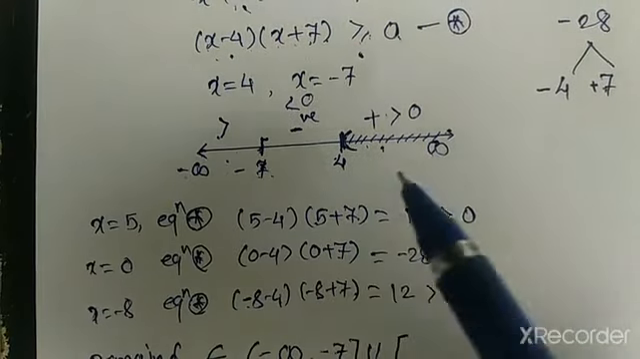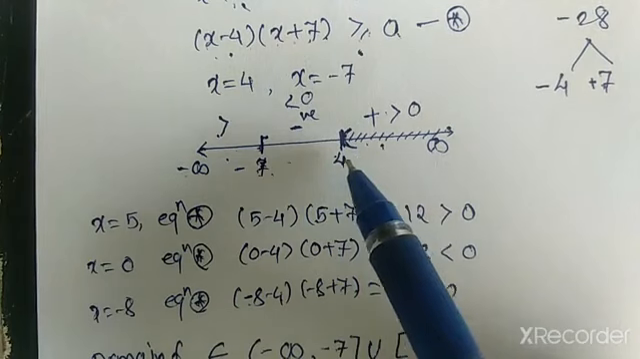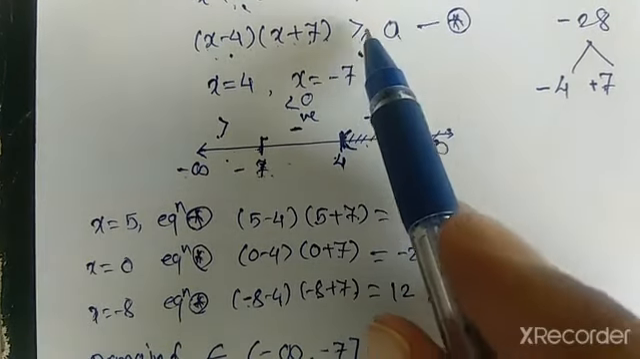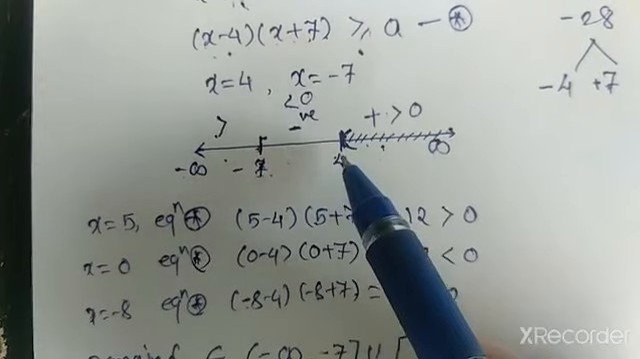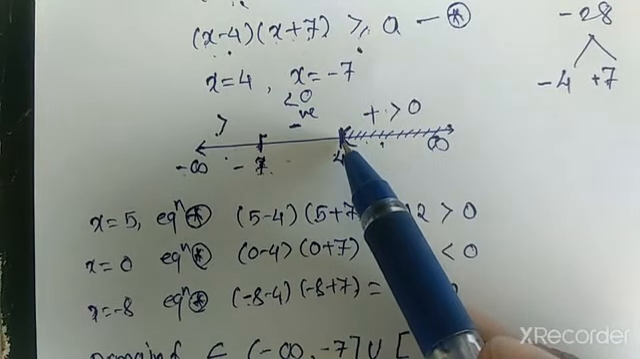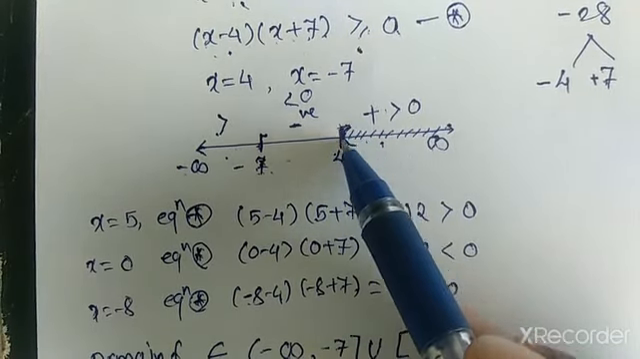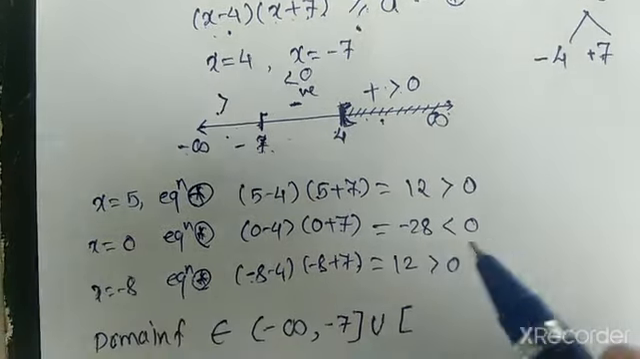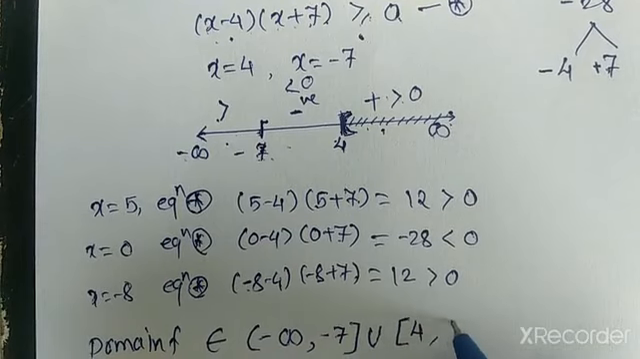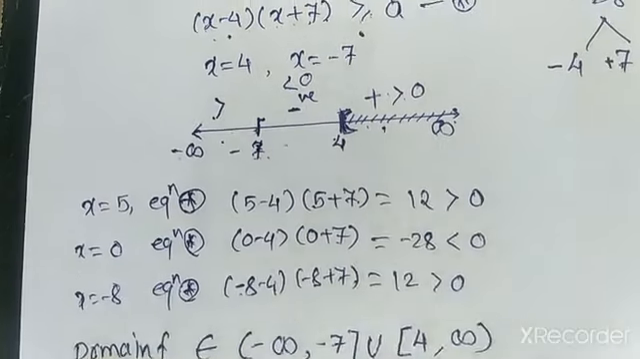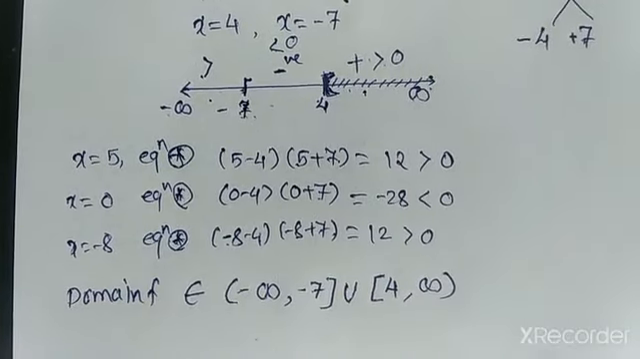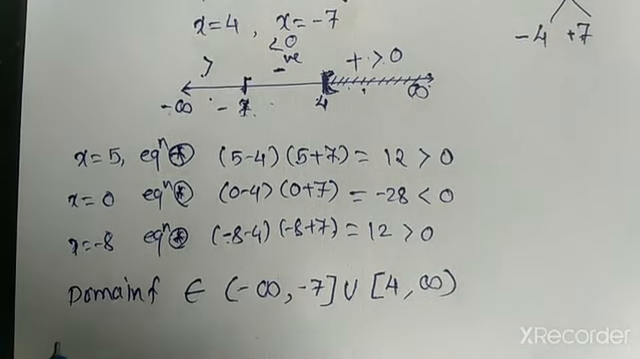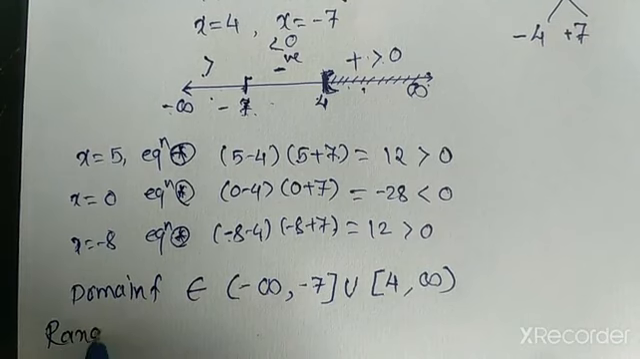here we do not take the interval minus 7 to 4 because the value is negative, less than 0. So we start from the value 4. At 4 it is 0 and after that it is greater than 0. So our next part will be 4 comma infinity, which is our domain of f. Now we have to find the range of f.